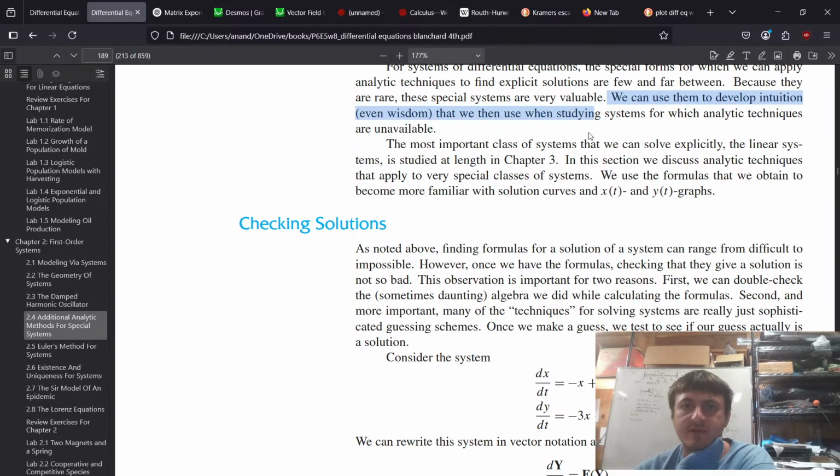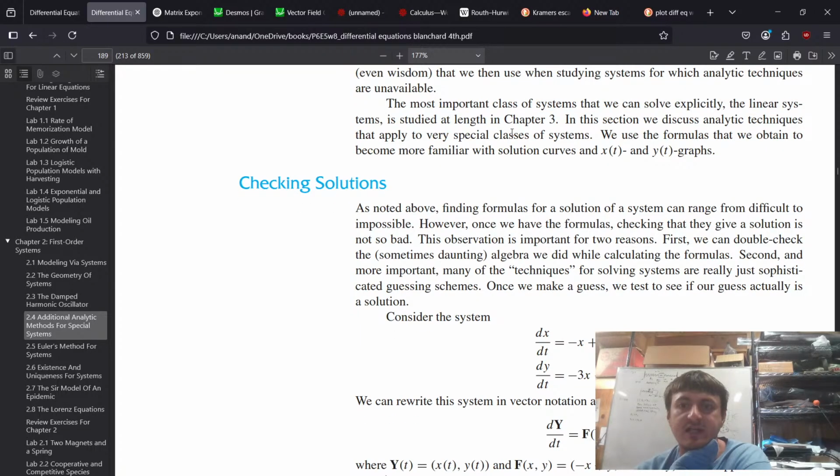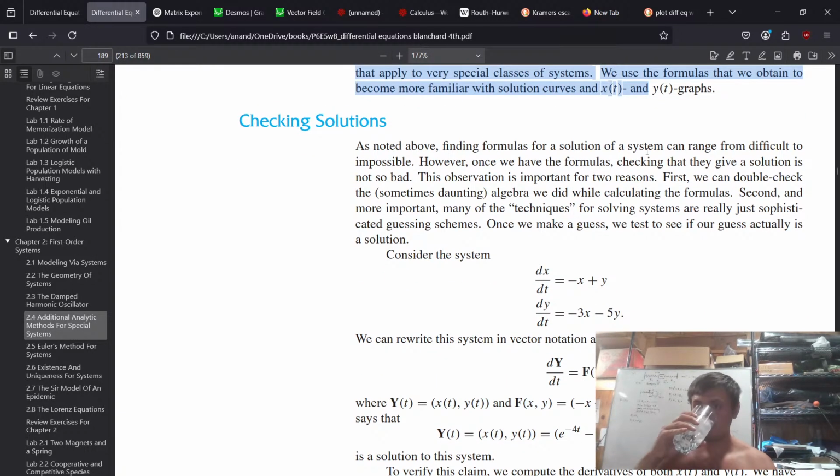We can use them to develop intuition, even wisdom, that we can then use when studying systems for which analytic techniques are unavailable. The most important class of systems that we can solve explicitly, the linear systems, is studied at length in Chapter 3. In this section, we discuss analytic techniques that apply to very special classes of systems. Use the formulas that we obtain to become more familiar with them.